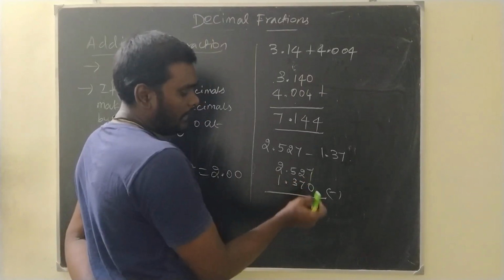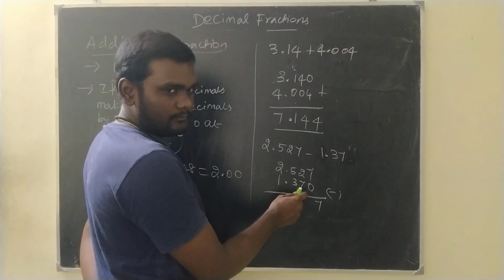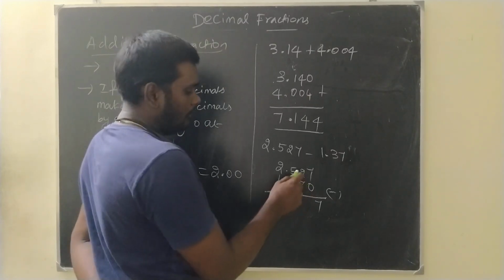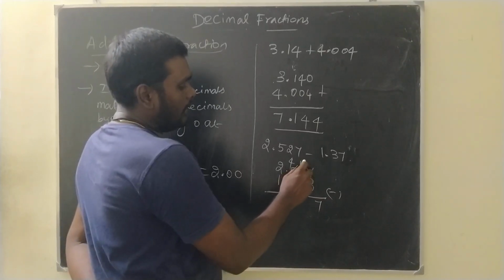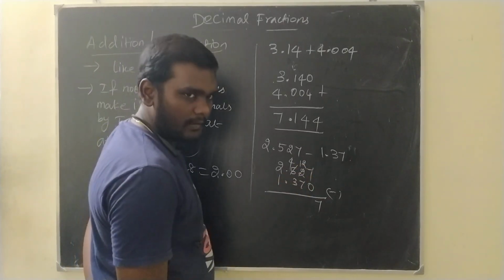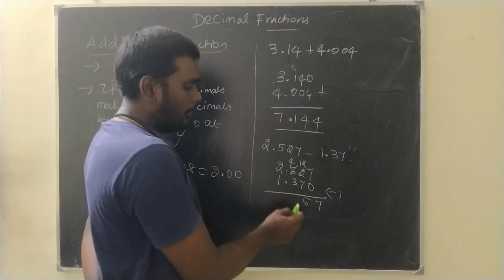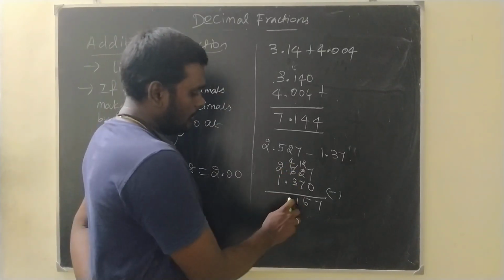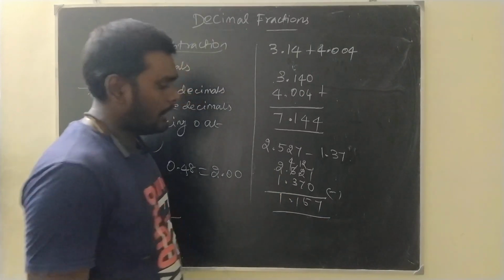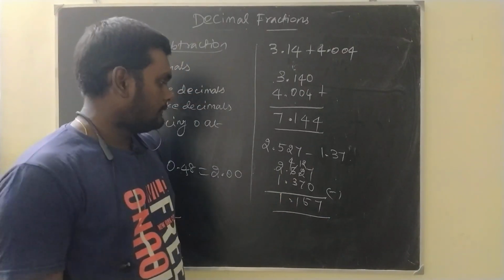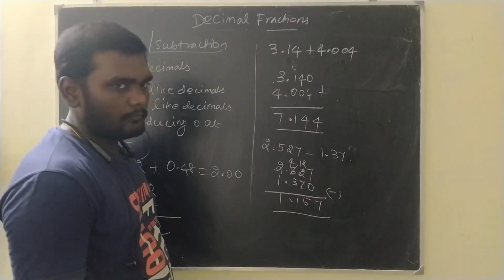So here 7 minus 0 is 7. 2 minus 7, is that even possible? No. So here we will borrow 1 and make this 2 as 12. 12 minus 7 is 5. And 4 minus 3 is 1. Dot. 2 minus 1 is 1. So the answer is 1.157. Clear?